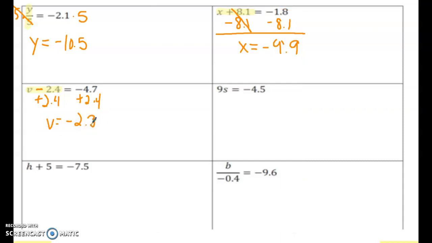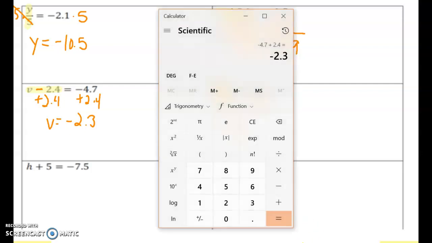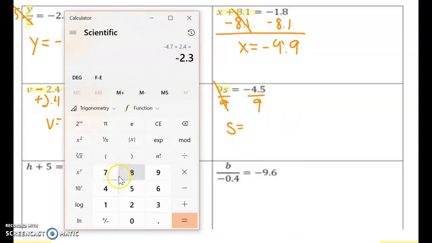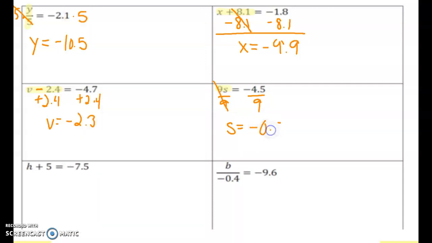Looking here in the middle right, we have 9s equals negative 4.5. The operation between those would be multiplication, so my opposite operation is to divide. We do it on both sides. So we have s equals, again, my operation here is division. So we have negative 4.5, and we're going to divide it by 9 and get the answer of negative 0.5.